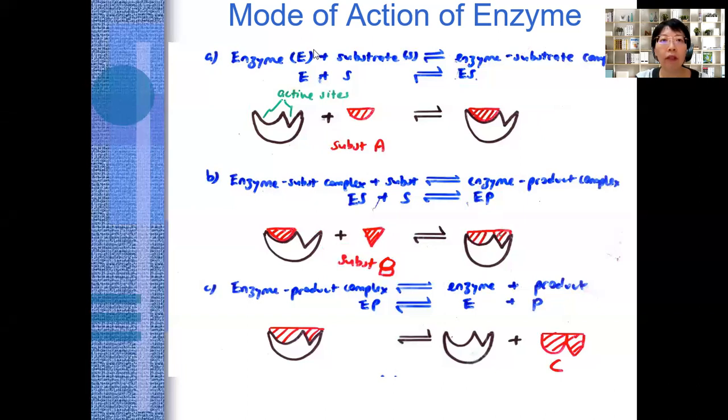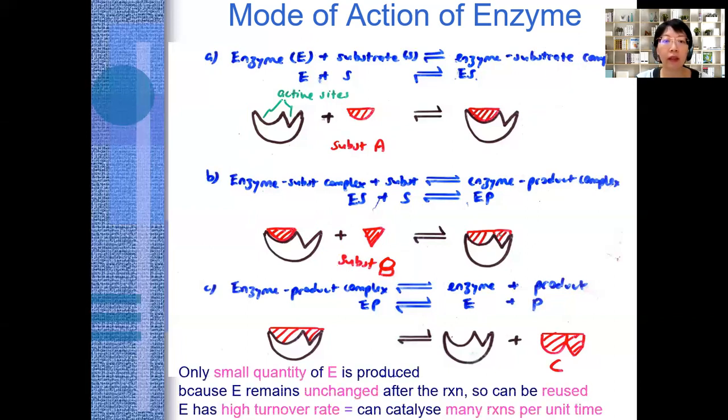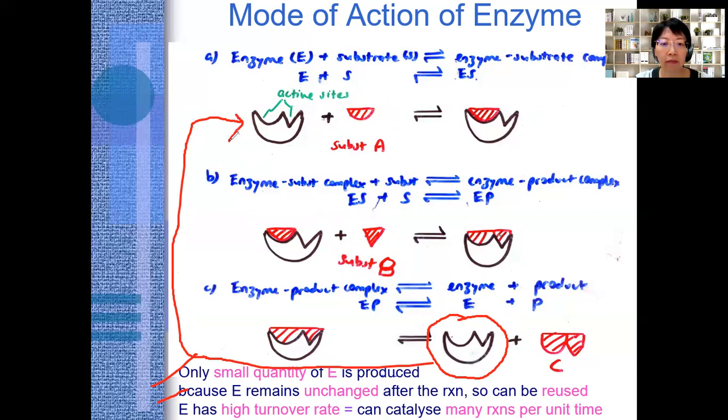Okay. Whether you have the second substrate or not depends on the type of reaction you are talking about, because some reactions might be A broken down to become B plus C. So then you wouldn't have substrate B. You'll get your product, which is B plus C. Okay. So you can see that only a small quantity of enzyme is produced in the body because the enzyme remains unchanged after the reaction, and therefore we can reuse it again and again. Okay.